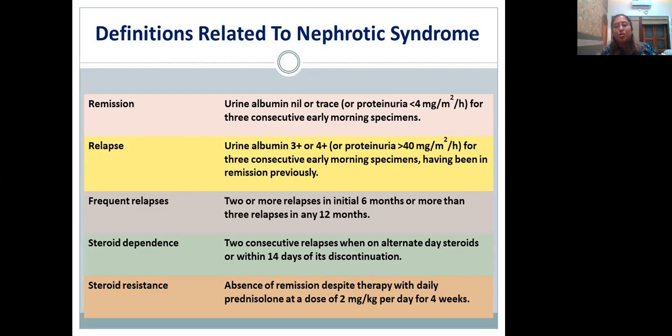Next is steroid dependence and steroid resistance. Steroid dependence means 2 consecutive relapses when on alternate day steroids or within 14 days of its discontinuation. So a child has finished alternate day steroid therapy, and within 14 days of stopping, if it has recurred, then it is known as steroid dependence nephrotic syndrome. Steroid resistance is when there is absence of remission despite therapy with daily prednisolone at a dose of 2 mg per kg per day for 4 weeks.